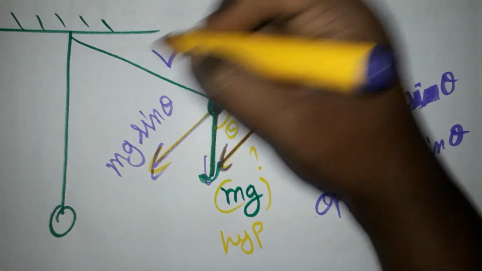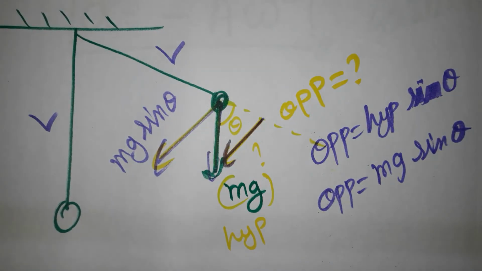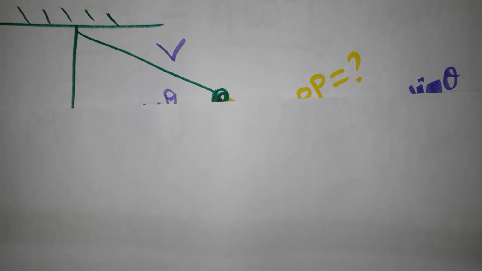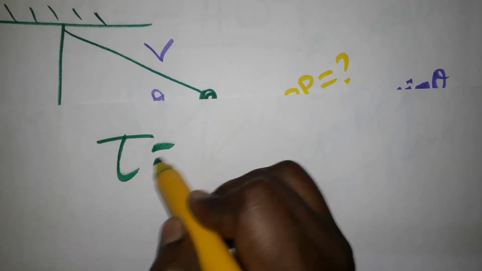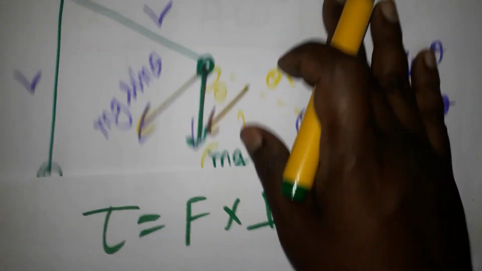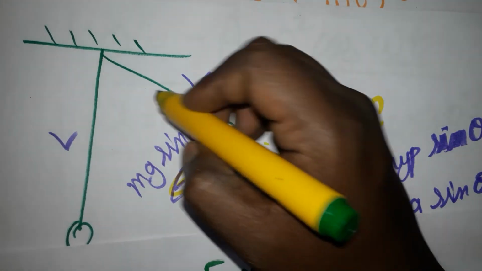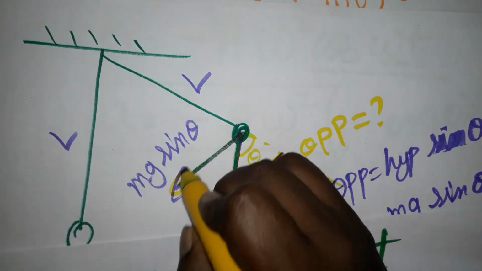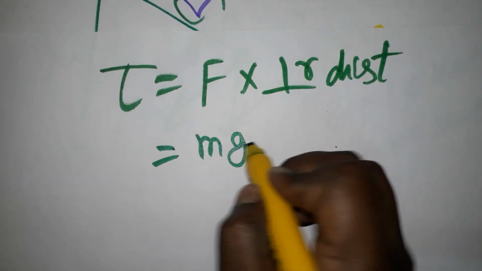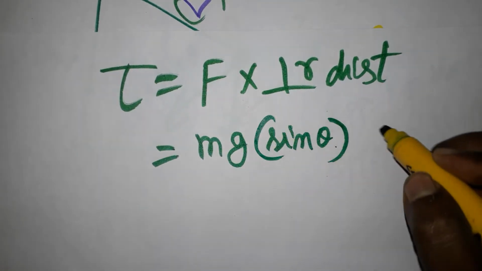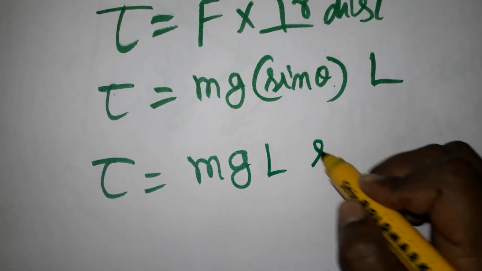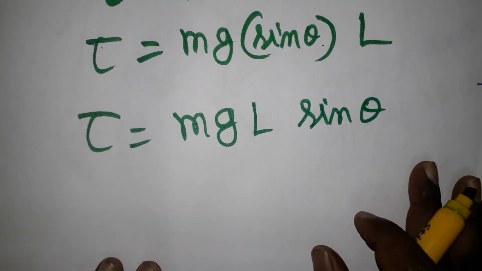So the length of the pendulum I am taking as L. So torque is equal to force into perpendicular distance. Here force is mg sin theta. For the turning effect of the pendulum, the force is mg sin theta and the perpendicular distance is the length of the pendulum, L. So total torque is equal to mg L sin theta. I got the total torque.